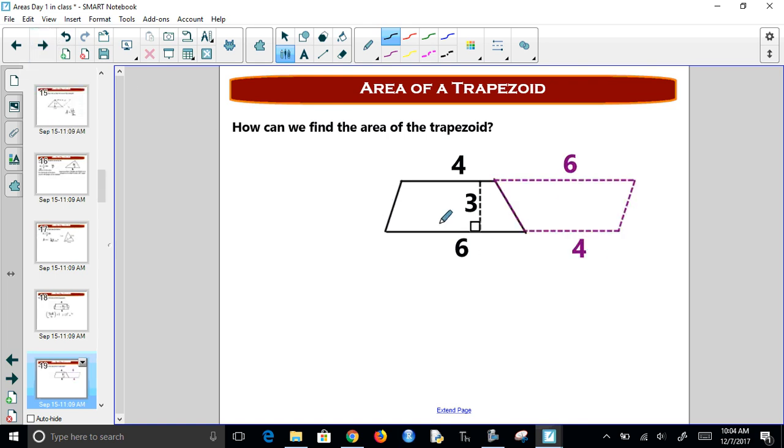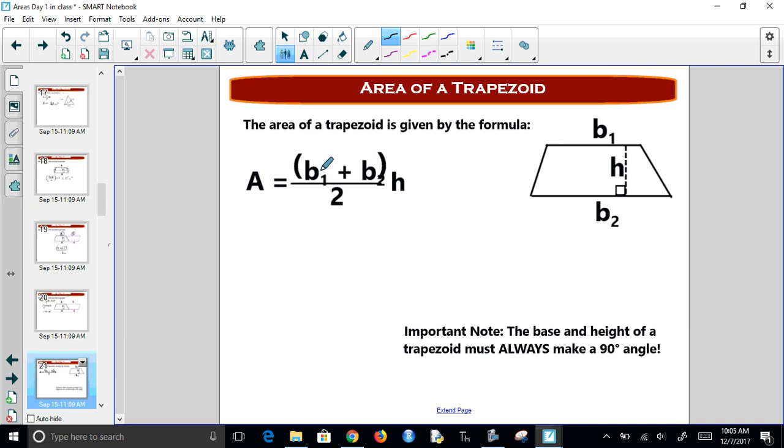Another way is to take it and flip it over and make a parallelogram. So now if we have this parallelogram, its base is base 1 plus base 2, 4 plus 6. And then we take that times the height. And then once we have all that, divide by 2. Same thing. You get the same answer. Just two different ways of looking at it. So the formula for a trapezoid is base 1 plus base 2 divided by 2 times height. Or some people do base 1 plus base 2 times height divided by 2. It's all the same stuff. Whichever one feels better to you, go for it.